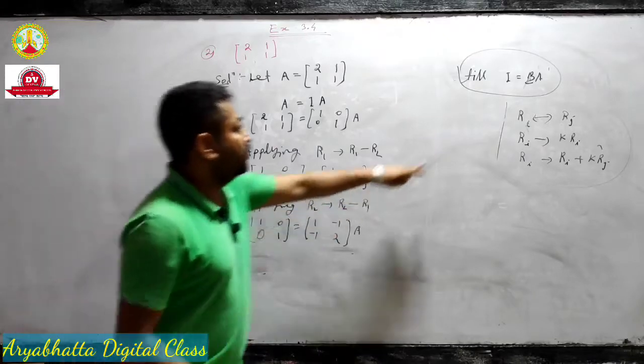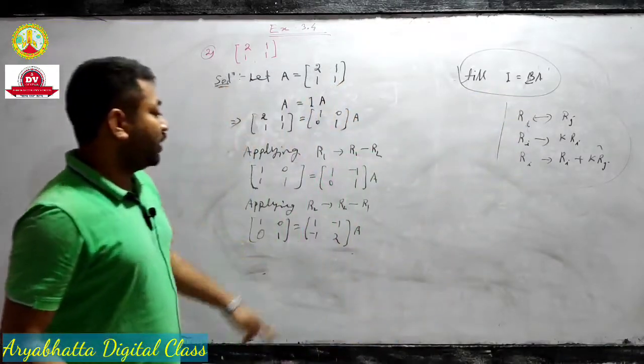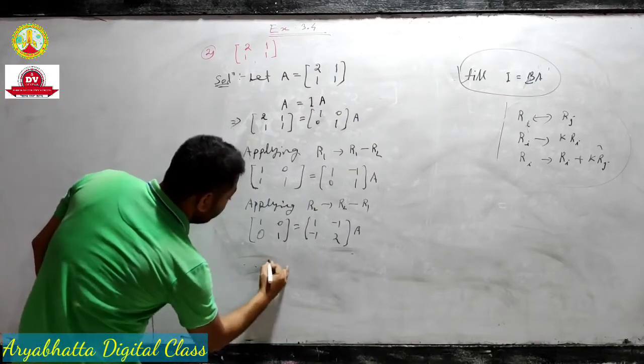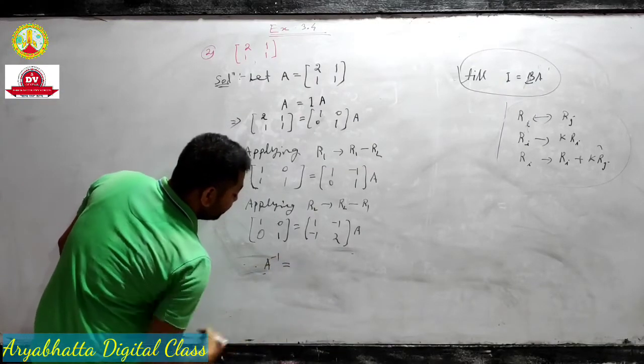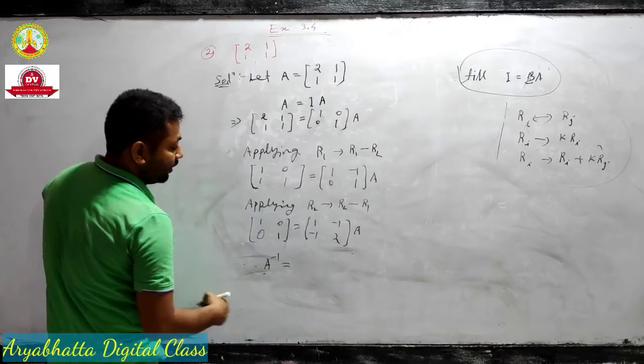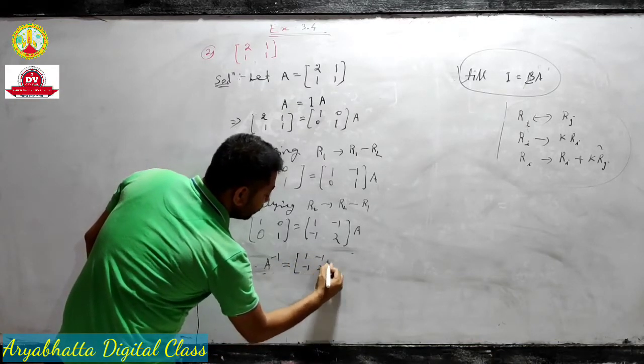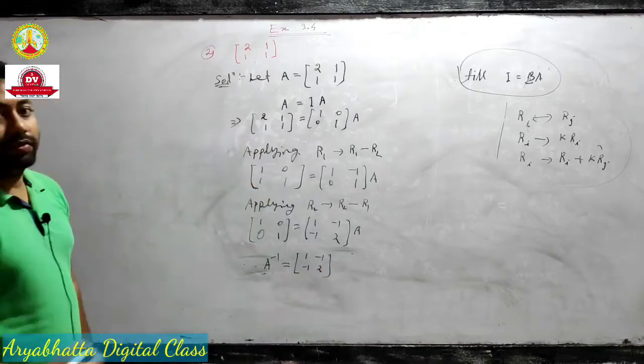This is of the form I equal to BA, then B is called the inverse of A. Therefore, A to the power minus 1, or inverse of A, equal to 1 minus 1 minus 1 2. This is the required answer.